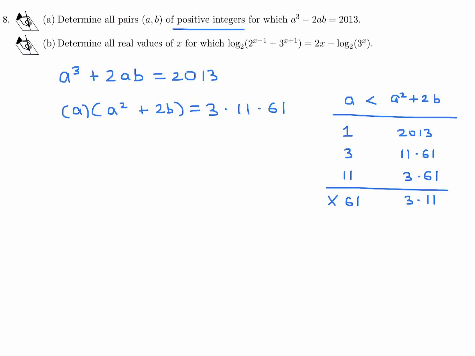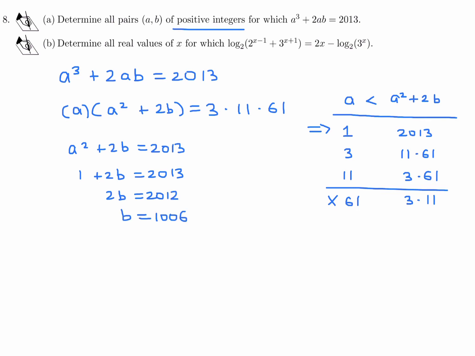All right, let's do it. Let's look at the first one. If a is 1, then what's b? Well, that's going to give you this scenario, that a^2 + 2b is 2013, right? So a is 1, so substitute that in. We get 1 + 2b is 2013. So 2b is equal to 2012, and therefore b is equal to 1006. So that's my first pair. (a, b) is (1, 1006). All right, so that takes care of that one.